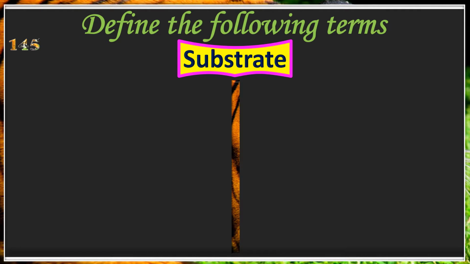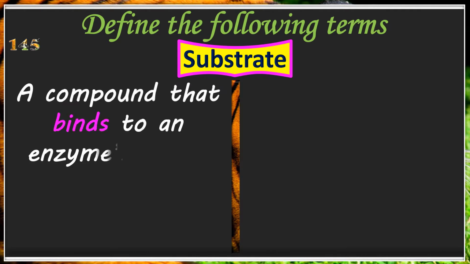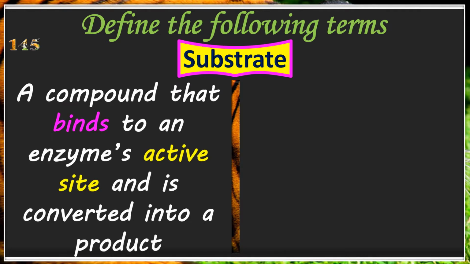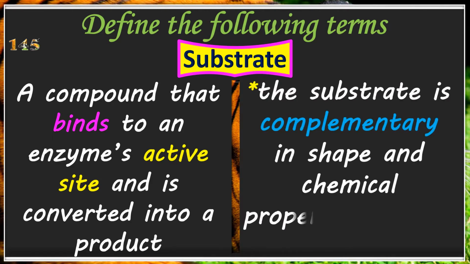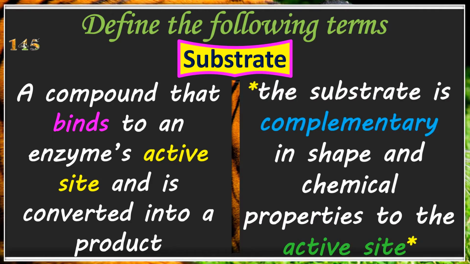Substrate. A substrate is a compound that binds to an enzyme's active site and is converted into a product. The substrate is complementary in shape and chemical properties to the active site.